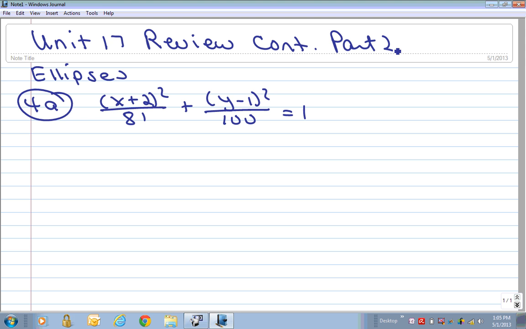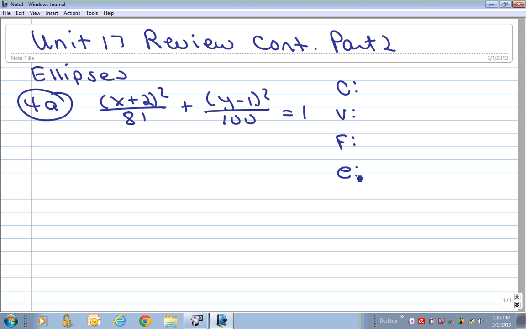We're starting with 4A. We're talking about ellipses, and we've been given an equation of an ellipse, and we are to find the center, the vertices, the foci, and the eccentricity of the ellipse. Okay, so we're going to find the center, and I'm abbreviating the center, the vertices. When we have vertices, we're going to have 2 of them. That's on the major axis. Co-vertices are on the minor axis. The foci, and finally, the eccentricity.